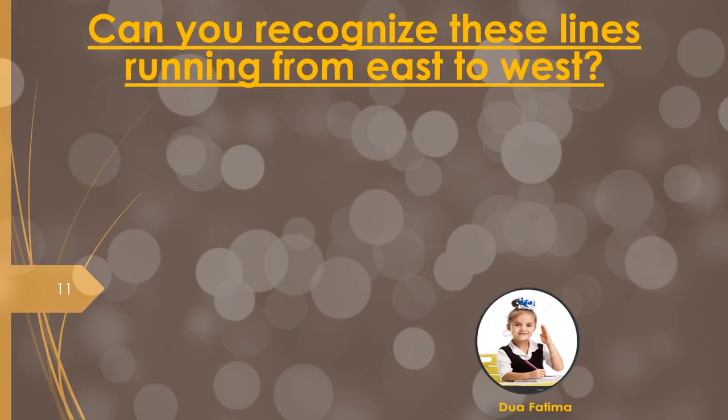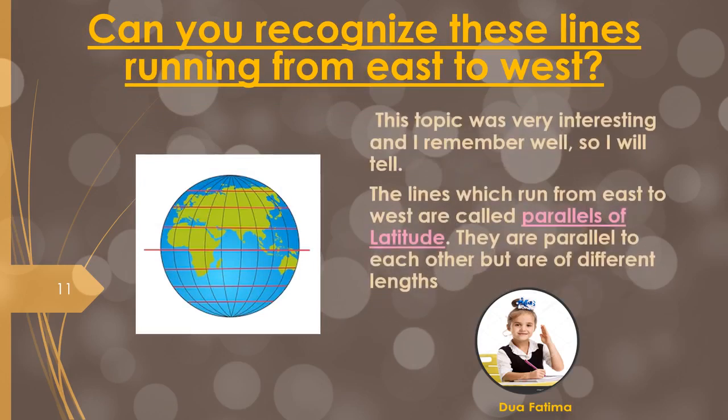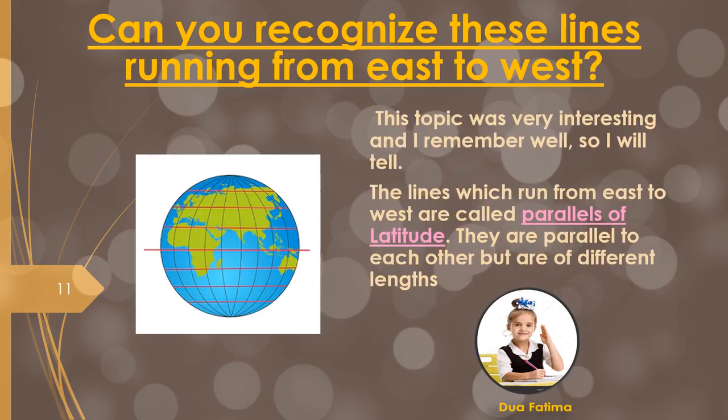Dua Beta, are you ready? Should I ask a question? Well, the question is, can you recognize these lines running from east to west? You can get the clue from the image shown. Sir, this topic was interesting and I remember it well. So I will tell. The lines which run from east to west are called parallels of latitude. They are parallel to each other but are of different lengths. Very good. These are parallels of latitude.